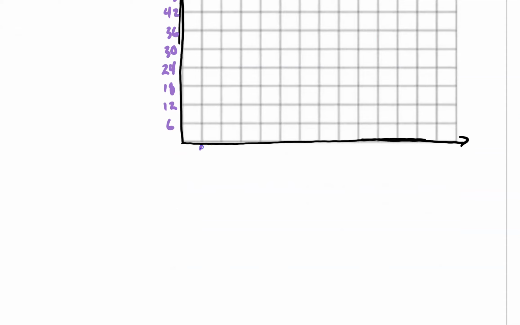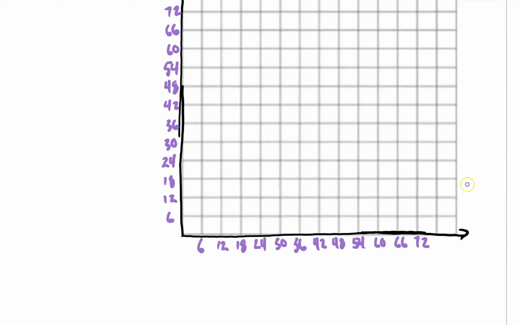Down here I'll do the same. This is 6, 12, 18, 24, 30, 36, 42, 48, 54, 60, 66, and 72.